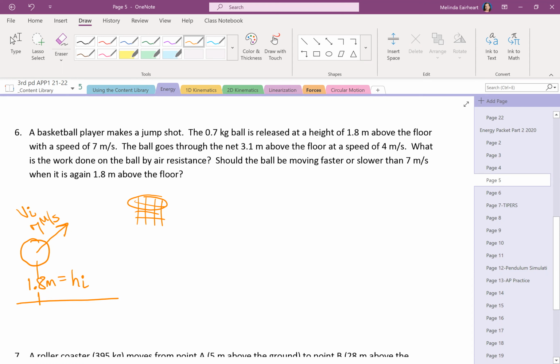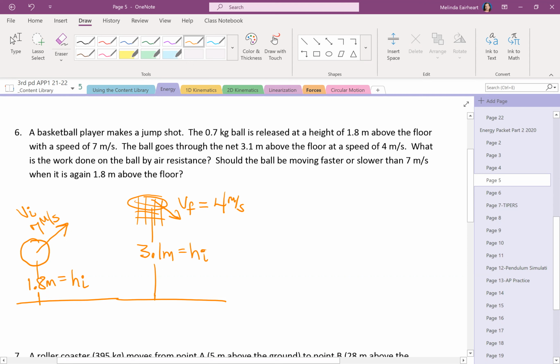And then it's going to go through the net. And so maybe our basketball is going to go through the net. And I'm going to do an angle, okay? Because if we do a perfect parabola, it would have an angle to it. And this is going to be our final location. They say it's 4 meters per second for a speed. And the net is 3.1 meters above the floor. Both distances are given above the floor.